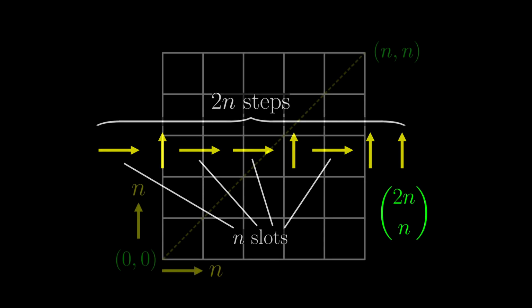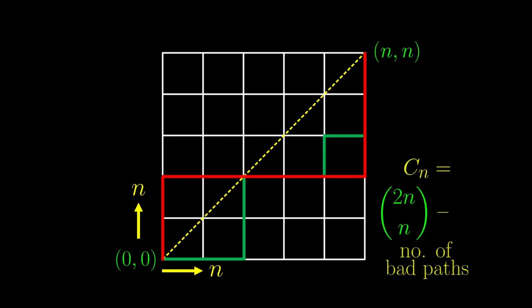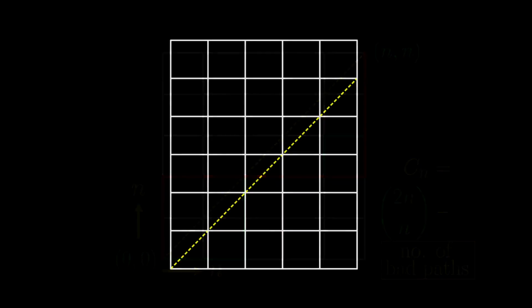But of course, this isn't Cn. Among those 2n choose n paths, there are some good ones, but there are also some bad ones. So in the calculation of Cn, we need to subtract the number of bad paths from 2n choose n. But of course, we need to see how to calculate the number of bad paths. So we look at a bigger picture. We add one row at the top. We also start off at (0, 0) and end at (n, n), and this does not change.